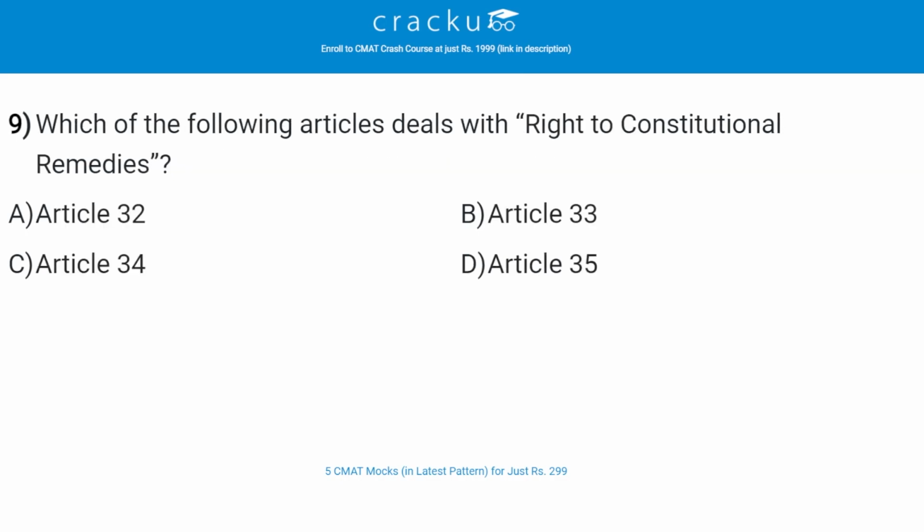Let's check the next question. Which of the following articles deal with right to constitutional remedies? The correct answer is A, Article 32. So, Article 32 deals with the right to constitutional remedies, or we can say affirms the right to move the Supreme Court by appropriate proceedings for the enforcement of the rights conferred in Part 3 of the Constitution.